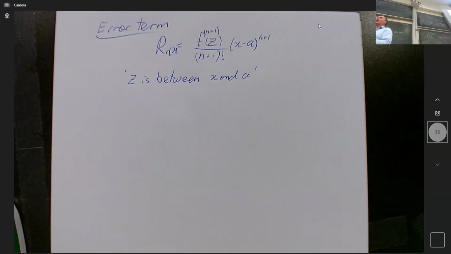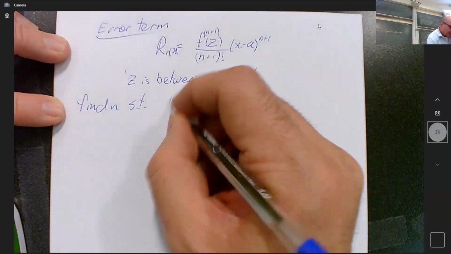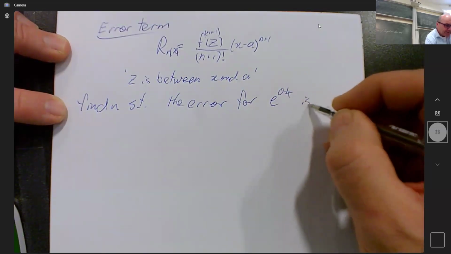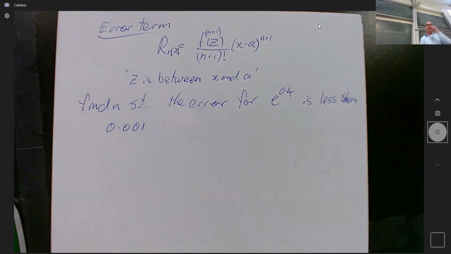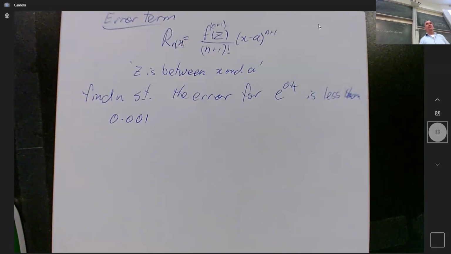You will almost certainly get asked to calculate an error, or how many terms you need to go for your error to be small. So, find n such that the error for e to the 0.4 is less than, say, 0.001. I've done something reasonably easy just to demonstrate the process, but this is like a question that has been in the exam before. It was in your assignments. Do you remember seeing that in your assignments?